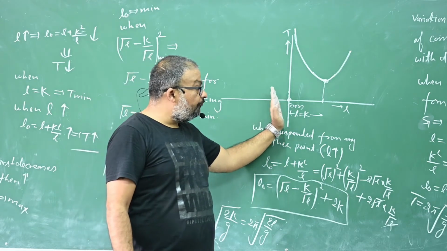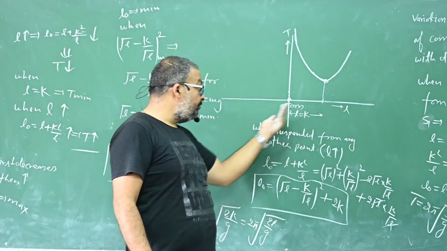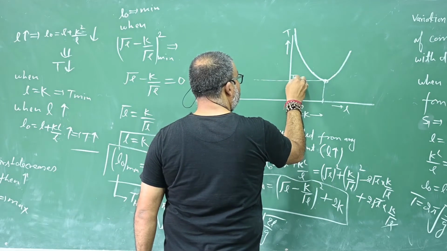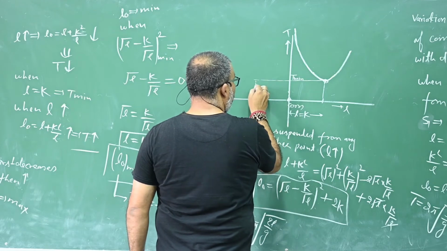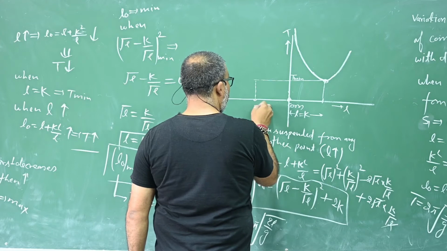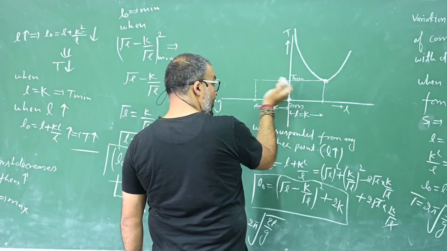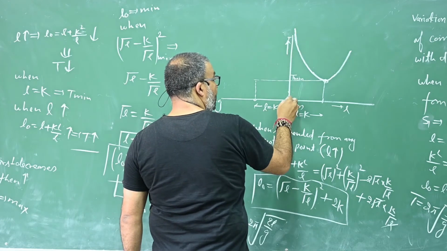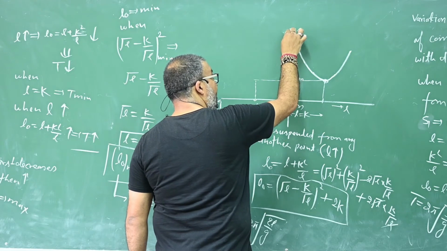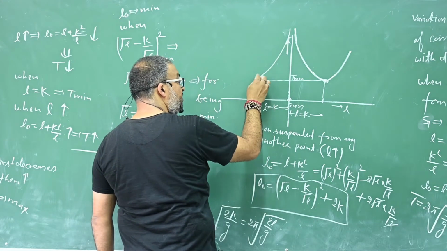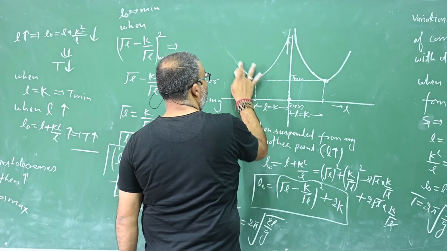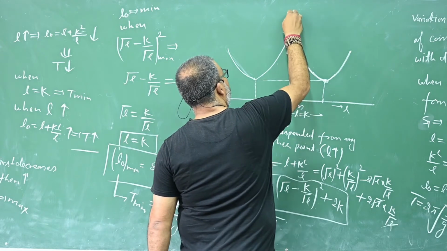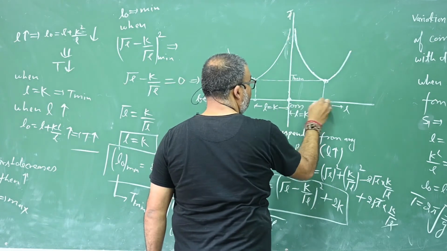This is the center of mass, and this is one side of the rigid body. And what about this side? This is T minimum, and this is again a point where L equals K on the other side. So when it was suspended from the center of mass, the time period was infinite, and as L increases, the time period first decreases and then again increases. Is that okay? This is the graph between the time period and the distance from the center of mass.